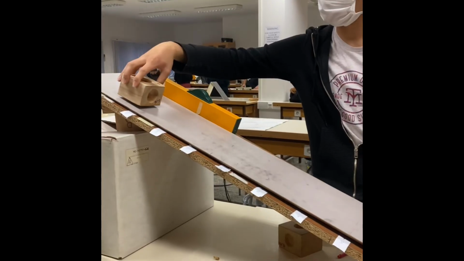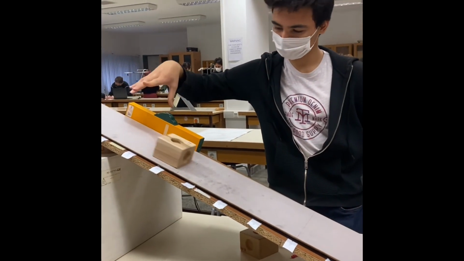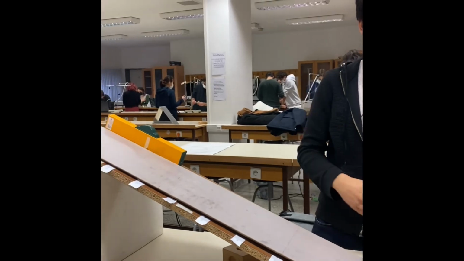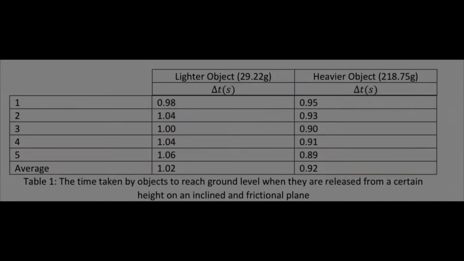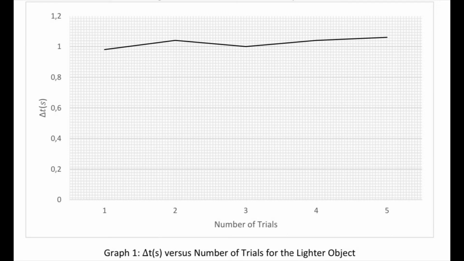I released objects from the same height on the same inclined plane respectively and recorded in slow motion in order to obtain the time taken by the objects to reach ground level. I repeated this process 5 times for each object. I obtained the shown data.